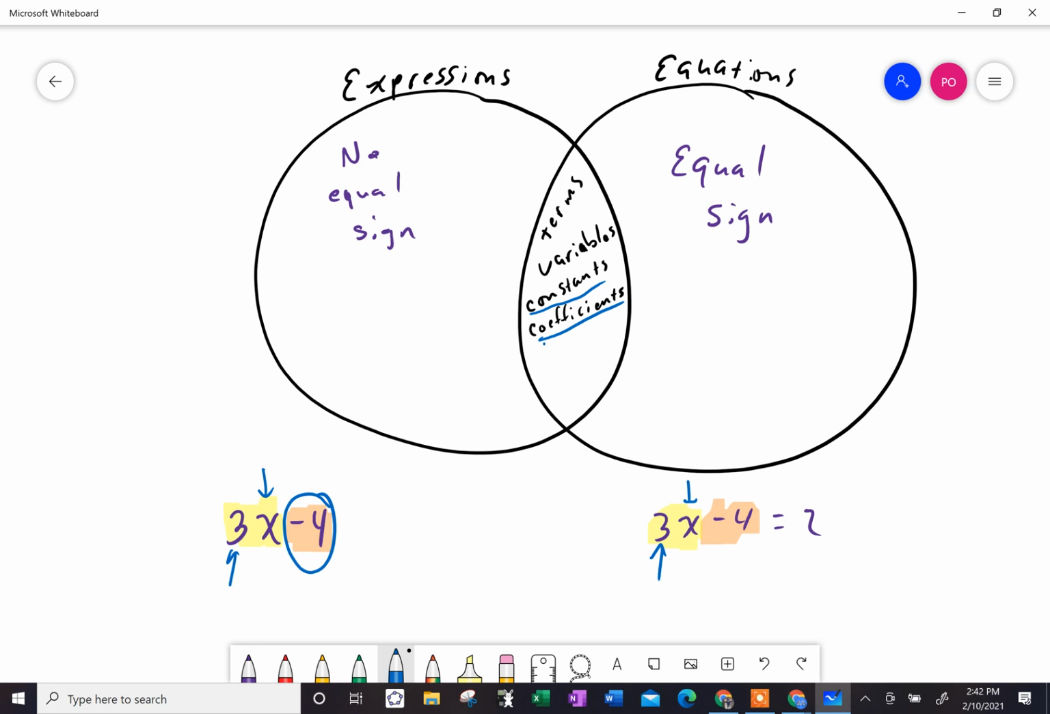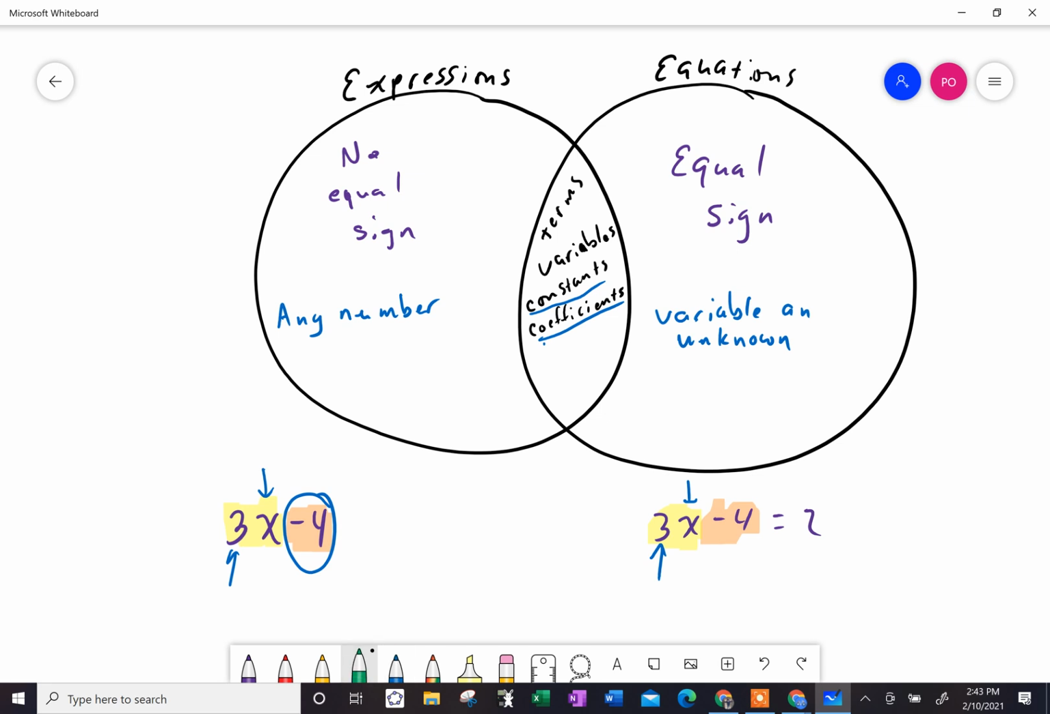But here's the deal. In an expression, a variable can represent any number. And in an equation, the variable represents an unknown. And that is huge. Now, I'm purposely being a little bit vague because, well, I'll get to it. Don't rush me. Oh my goodness.